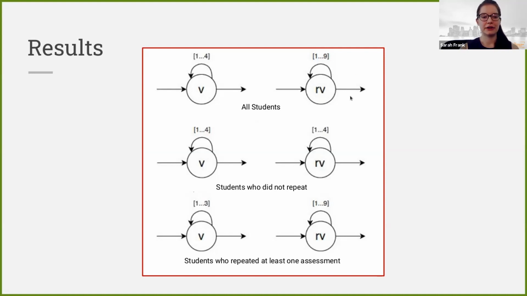What we can see, though, is that students who repeated had more review actions in a row than students who did not repeat, and students who did not repeat had more view actions in a row than students who did repeat. That just tells us that students who repeated assessments largely went back and reviewed, probably.